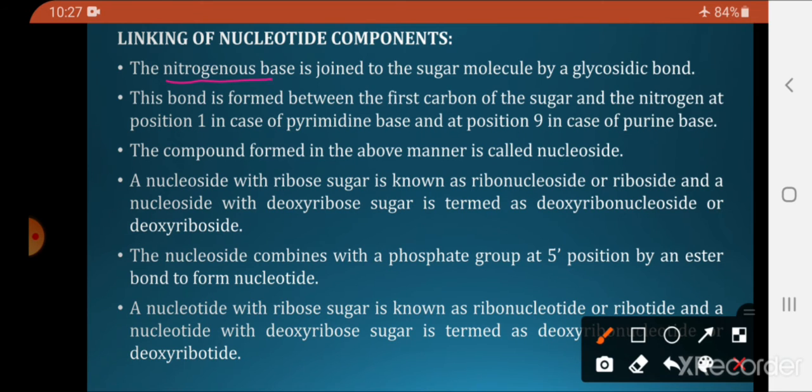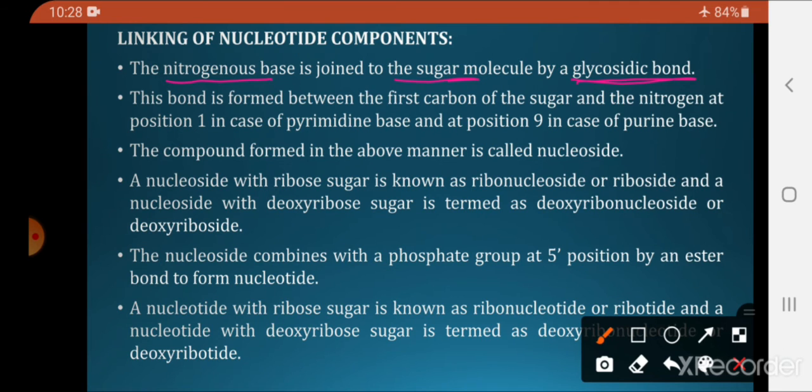A nitrogenous base is joined to the sugar molecule by glycosidic bond. So पहला किसका bonding होगा? First thing is a sugar molecule binding with a nitrogenous base. Very important students, ये याद रखना ज़रूरी है. पहले क्या होगा? The first step is binding of a sugar molecule with a nitrogenous base. And ये जो bond बनता है उनके बीच में, that bond is called as the glycosidic bond. So with the help of glycosidic bond, a sugar molecule is linked with the nitrogenous base.